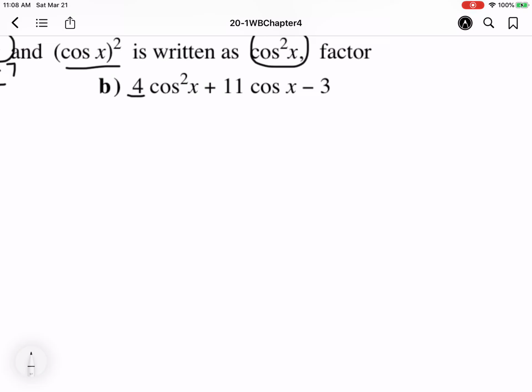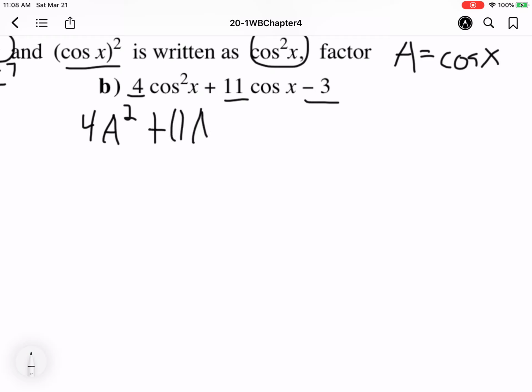Remember, even with or without replacements, our main focus is still on the whole numbers. All right, so I'm going to go ahead and say that I'm going to use A as a replacement for cos x. All right, I'm going to use A as cos x. All right, so that allows me to do 4a squared plus 11a minus 3. All right, then I can go ahead in my decomposition.